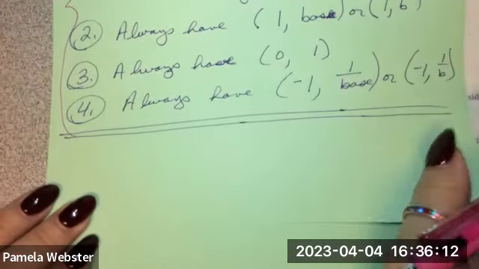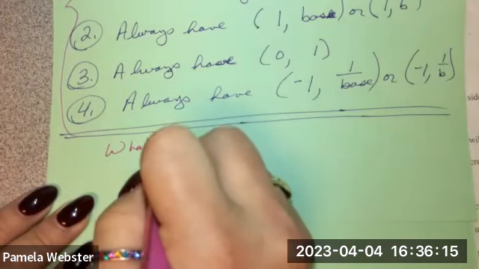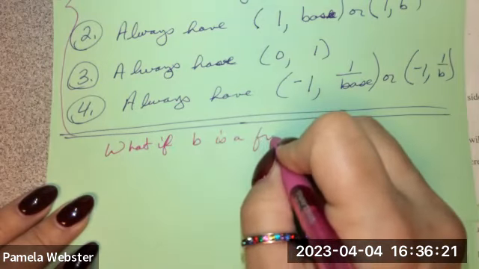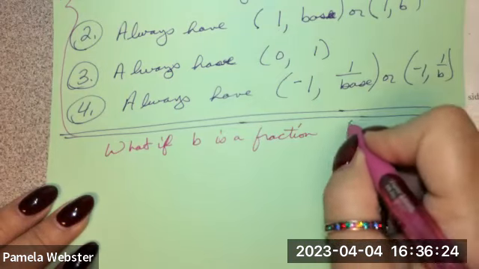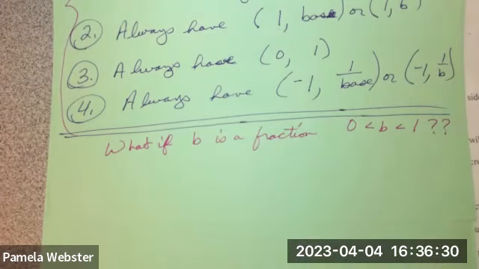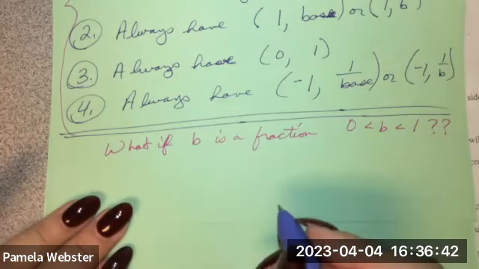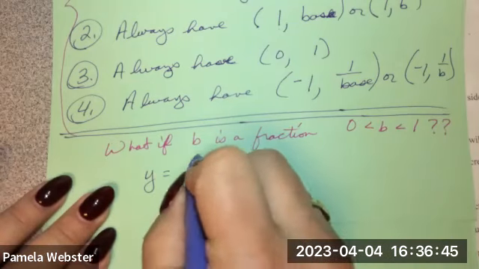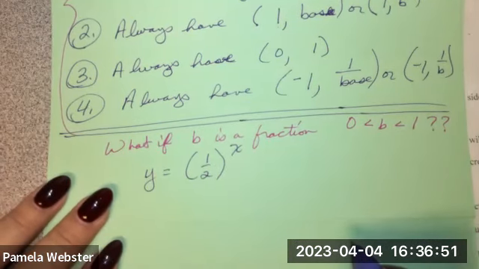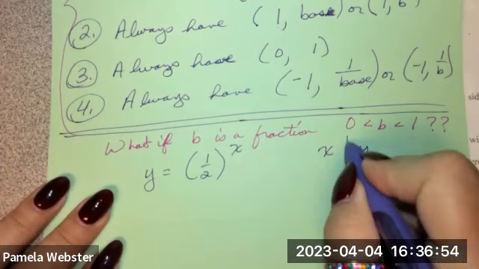But the question sometimes comes up, what if b is a fraction between 0 and 1? If b is a fraction, then we're going to have a slightly different case. So let's talk about the graph where y equals 1/2 to the x. We're going to approach this the same way we did the other one a second ago, which is to make points.